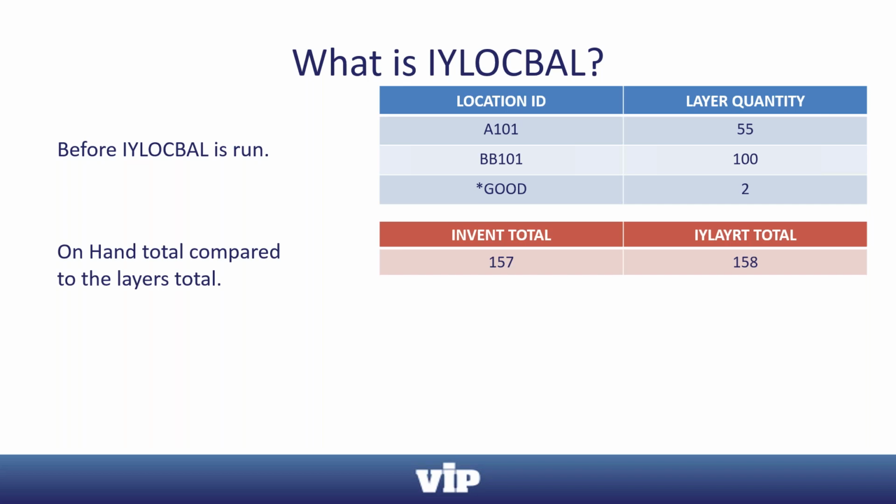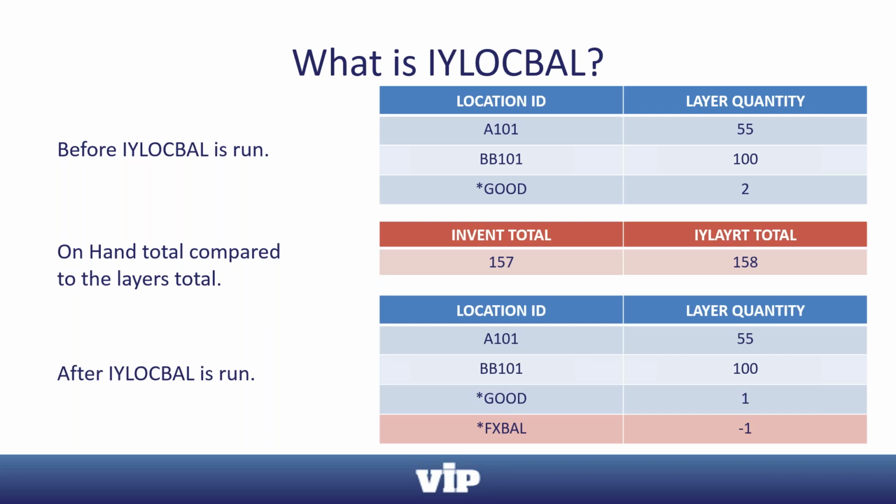On this screen, it's saying that my on hand is 157 and my layer file is 158. Unfortunately, I did my math wrong and I apologize greatly for that. This is my fault here. Really what we should be seeing is that the inven file should be 156 and the layer file should be 157, because if you do the math, it actually works out that way. But that is what I'm looking at there.